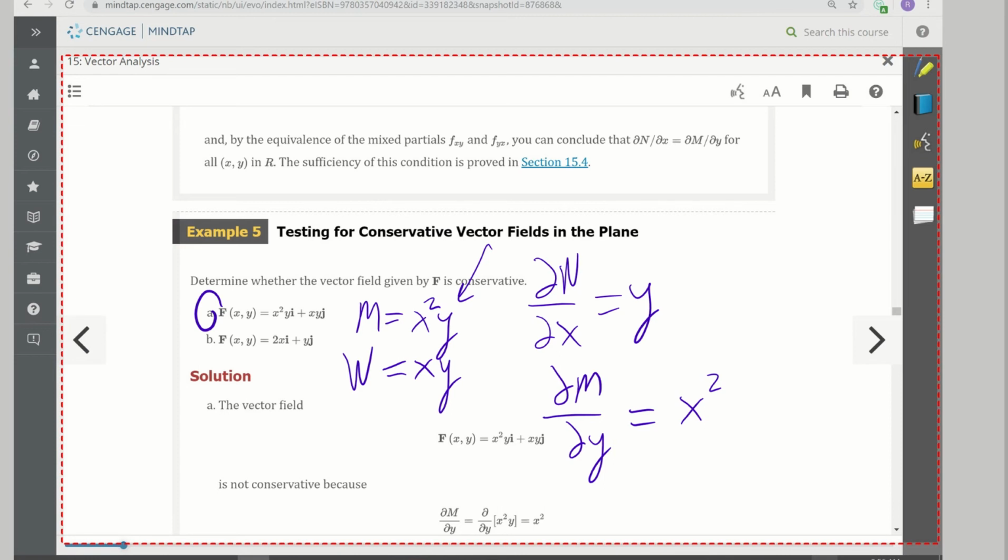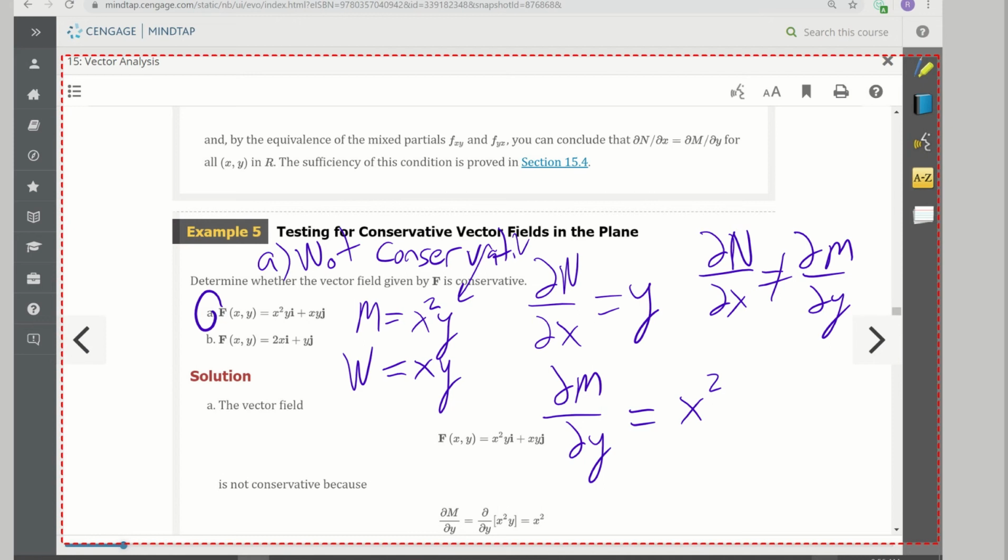So partial M with respect to y and partial N with respect to x are not equal to each other. So this one would not be conservative. So A is not conservative. Let's do part B now.